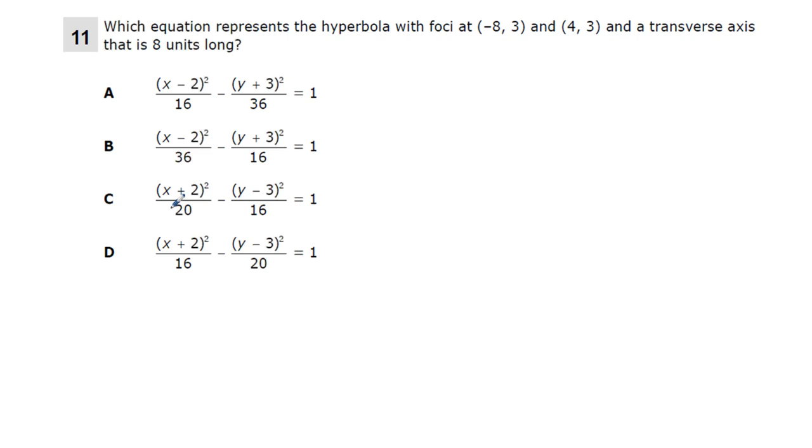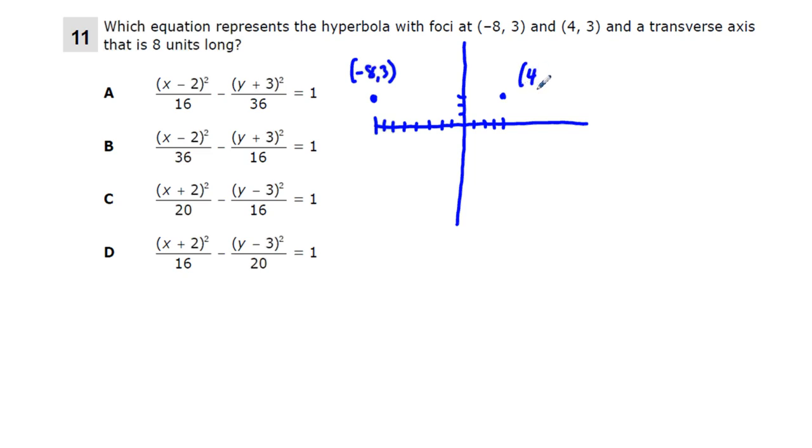Next, problem 11. Which equation represents a hyperbola with foci at (-8, 3) and (4, 3) and a transverse axis that is 8 units long? I'm going to do this without a calculator first. So if we take our foci at negative 8 comma 3, I go negative 1, 2, 3, 4, 5, 6, 7, 8, 3. So up here, negative 8 comma 3, and then 4 comma 3, so 1, 2, 3, 4, 3. So we have 4 comma 3.